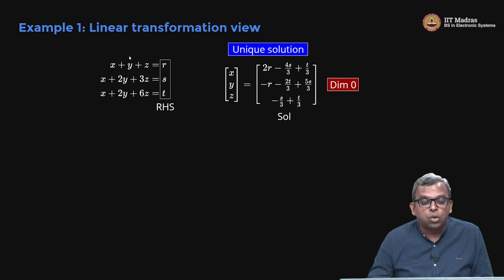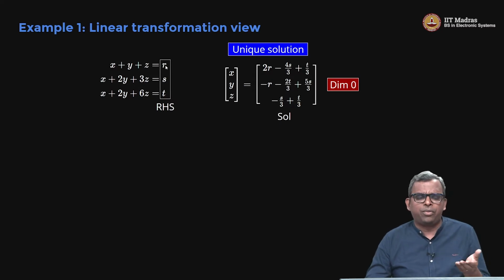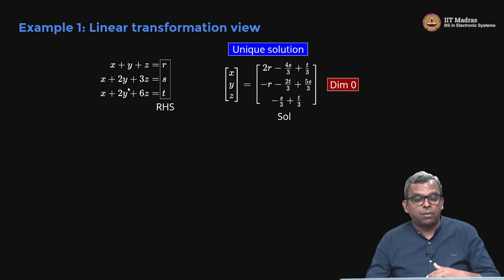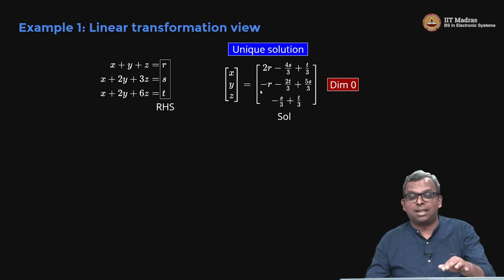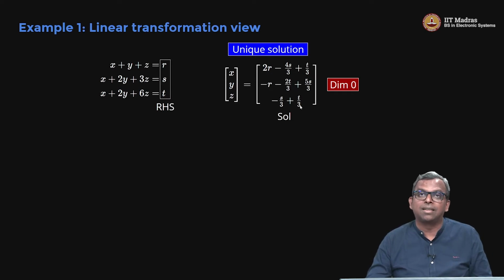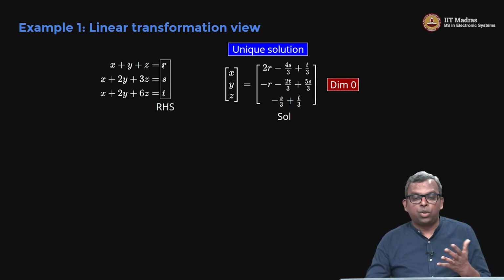So if you do this, you can solve, right. Even if it is r, s and t, even if it is not a particular value, you can do the elimination. You can subtract, you will get some s minus r, t minus r, and then t minus s, etc. You will finally get to a solution like this. Okay, so it's easy to solve. You just do the same algebra here. So this is again a dimension 0 solution, and it's a unique solution. We know that that's true.